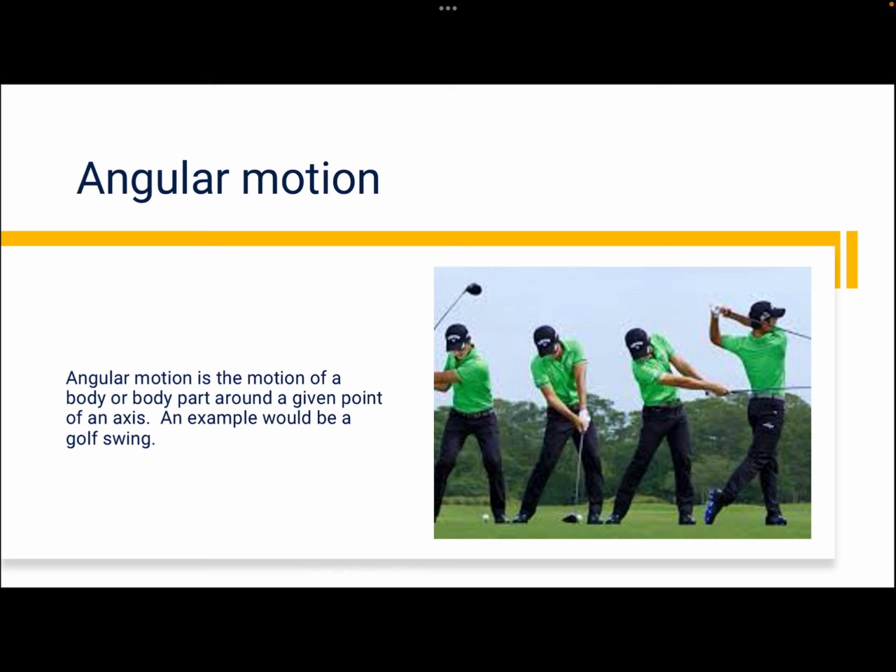Another type of motion is angular motion. Angular motion is the motion of a body or body part around a given point or axis. An example would be a golf swing. The shoulders are rotating along the longitudinal axis to create their angular movement. The arms are moving at an angular motion around the body. The fixed point is the ball, which will be hit on the downwards phase of the swing.